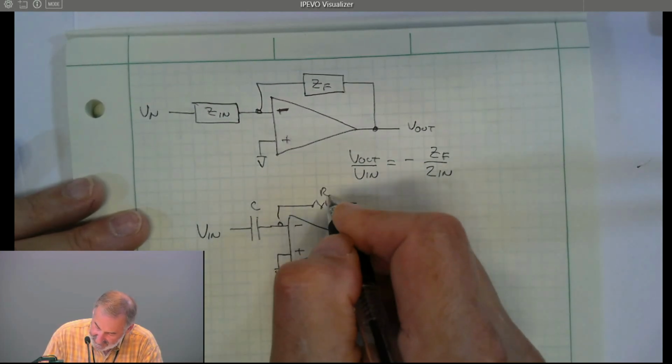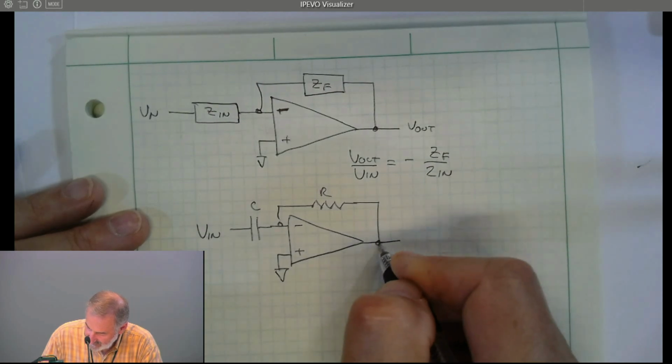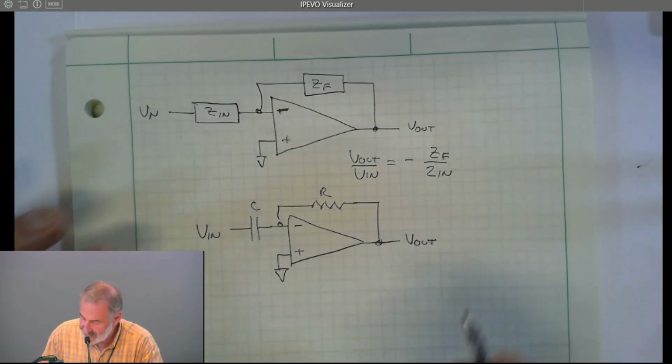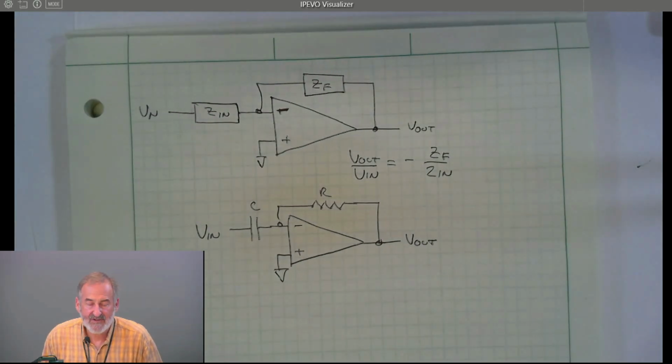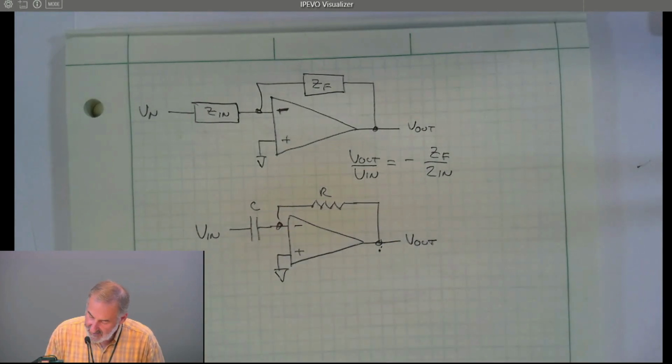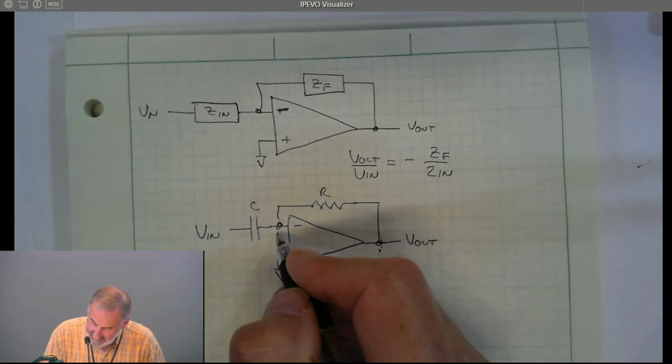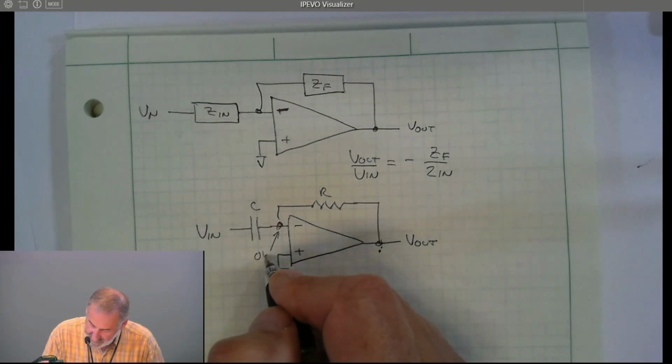And a feedback resistor. And figure out what V out is as a function of Vn. Well, do we have negative feedback? Sure we do. That means that this is at 0 volts, virtual ground.